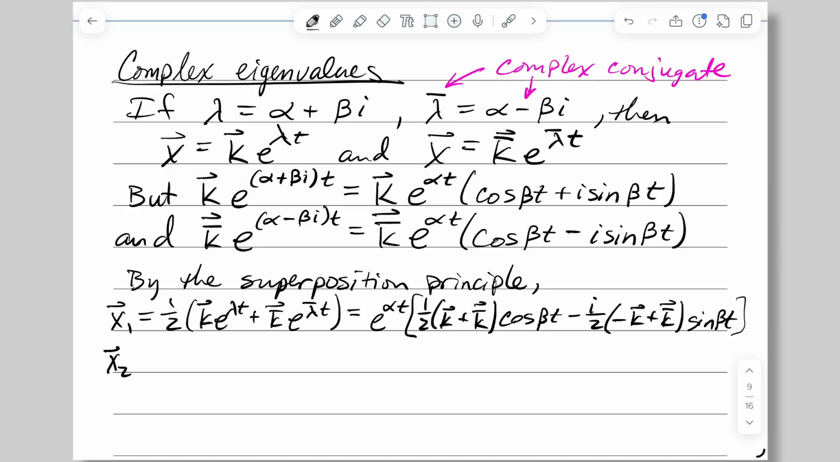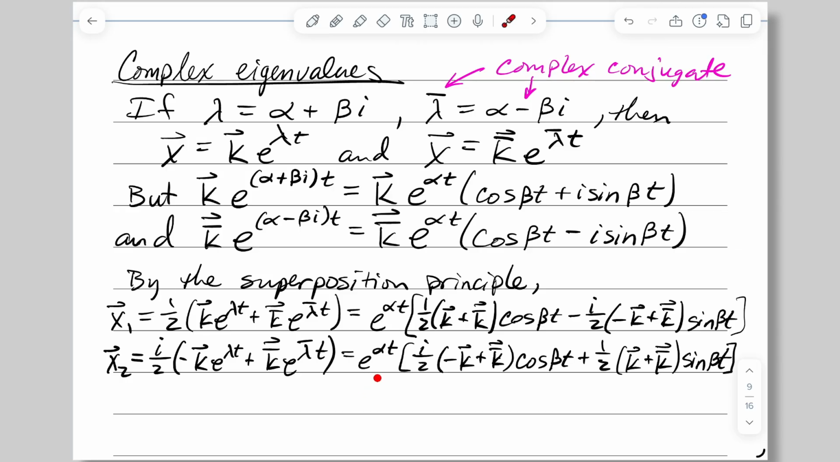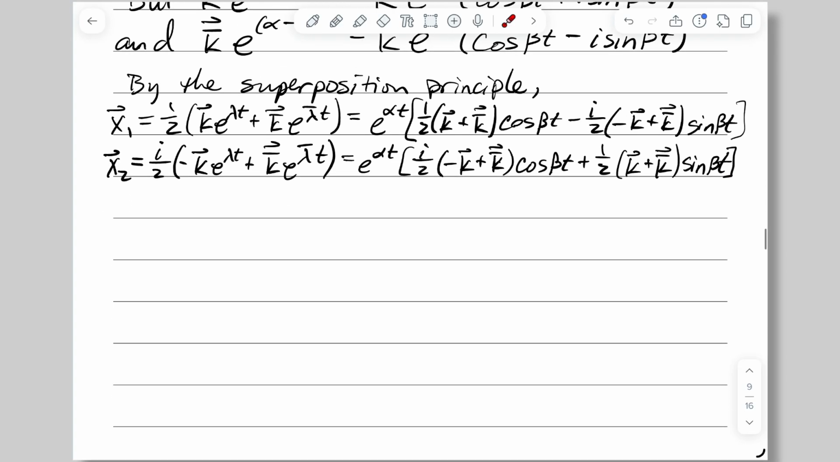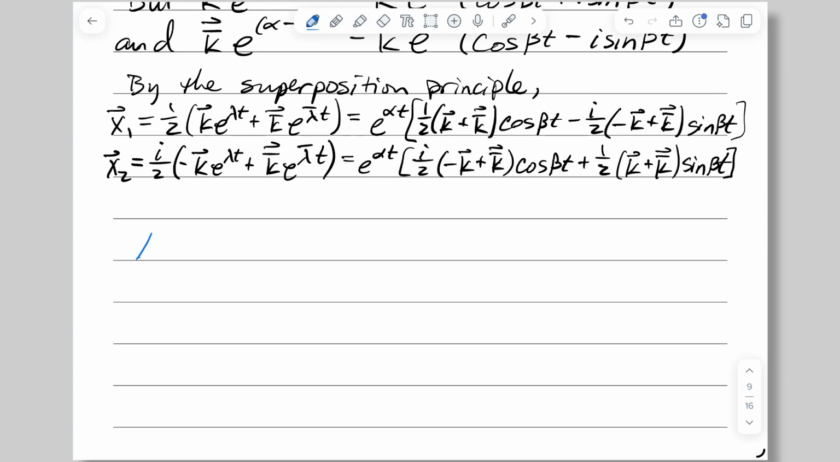For x2, we're going to use the superposition constants that give us i over 2 times negative k e to the lambda t plus k bar e to the lambda bar t. That'll give us e to the alpha t times the quantity of i over 2 times negative k plus k bar, all that times cosine beta t, plus 1/2 k plus k bar sine beta t. This is all going to really clean up in just a bit. How does it clean up?